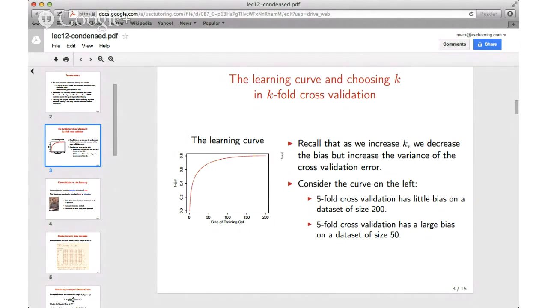Hi, welcome everyone. I'm going to be talking about bootstrapping today, but before we talk about bootstrap, I just want to touch a little bit on cross-validation.